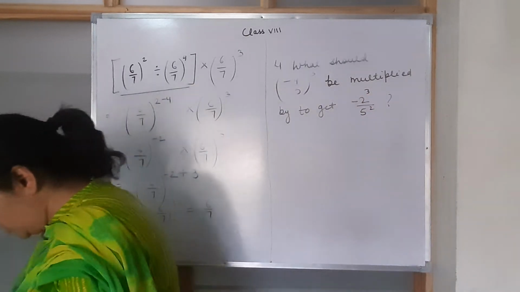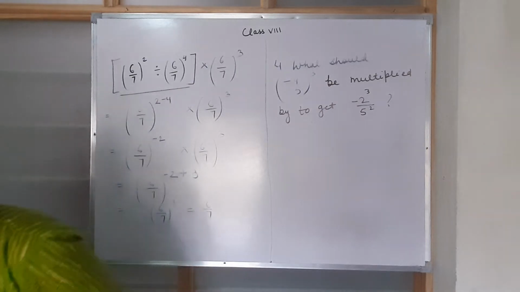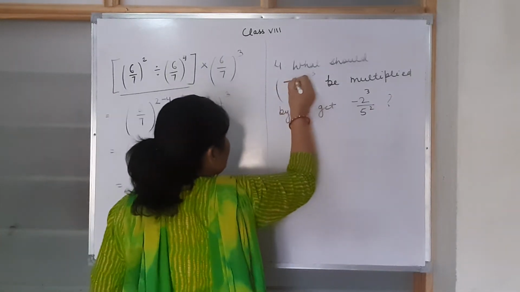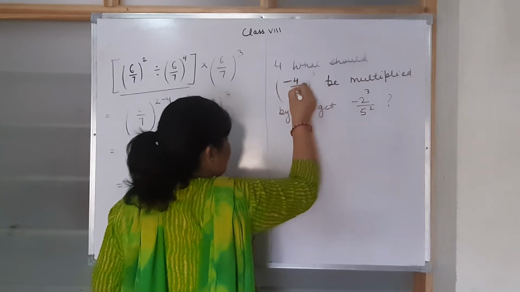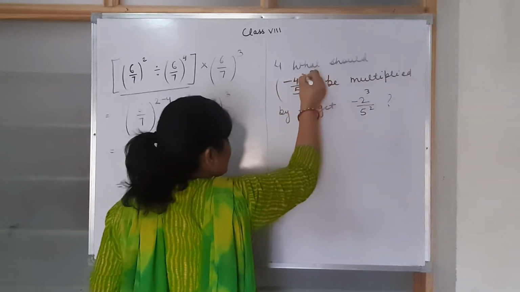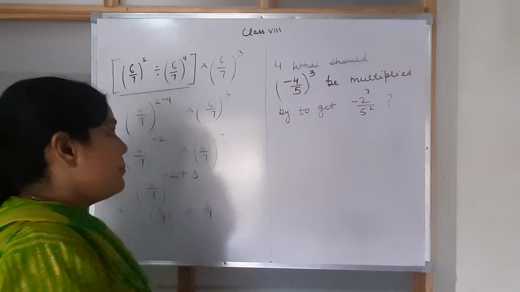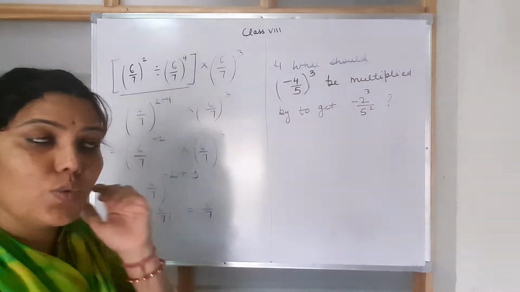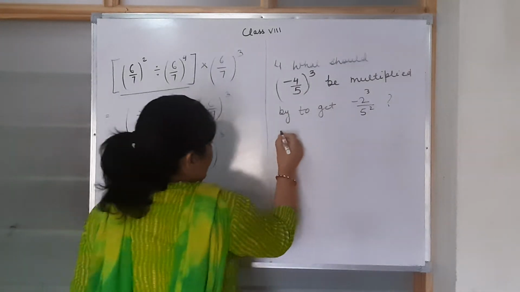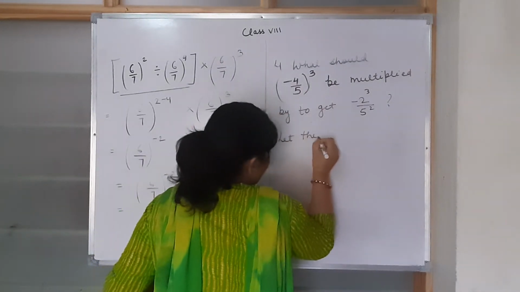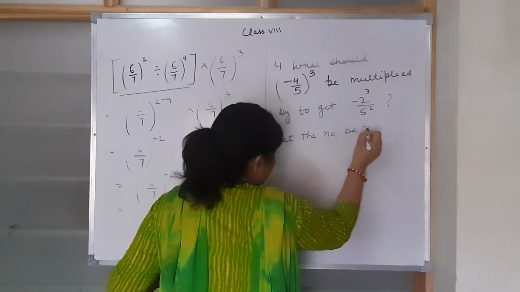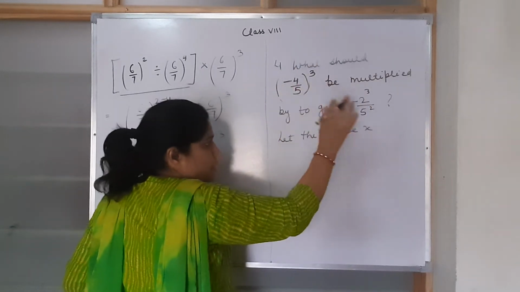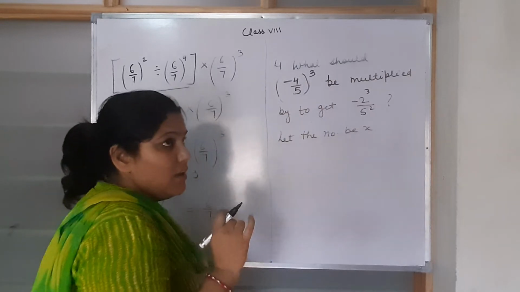Again, I am just explaining the question to you. So what is there in the question? What should (-4/5)^3 be multiplied by to get (-2)^3/5^2? So just look here. Let the number be x. By what number should we multiply this number to get this number? So we just assume that the number be x.